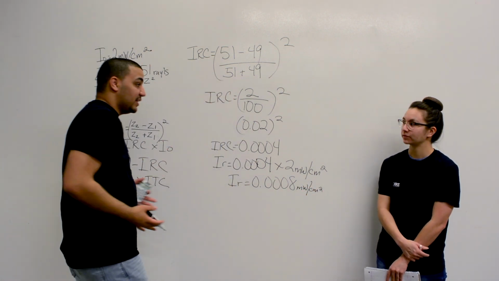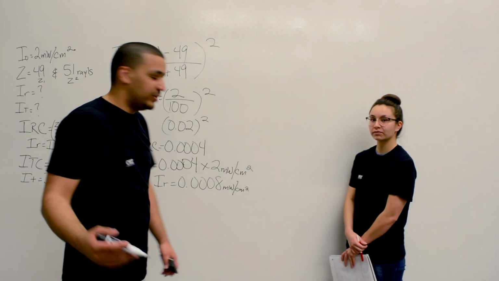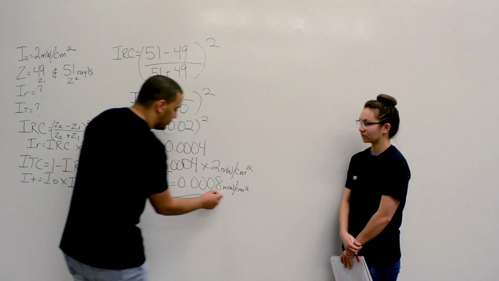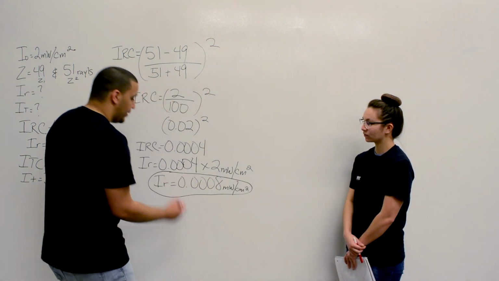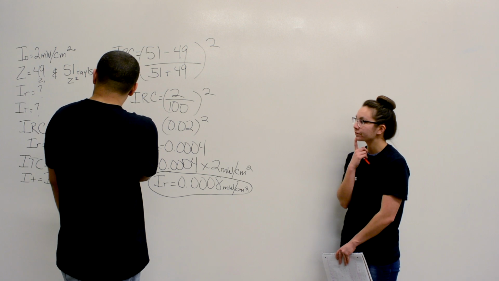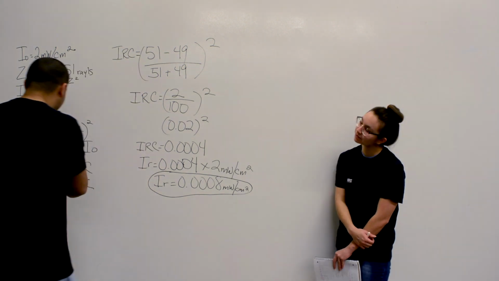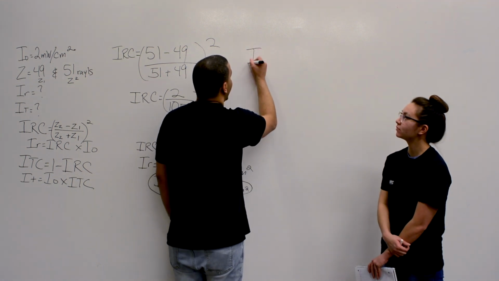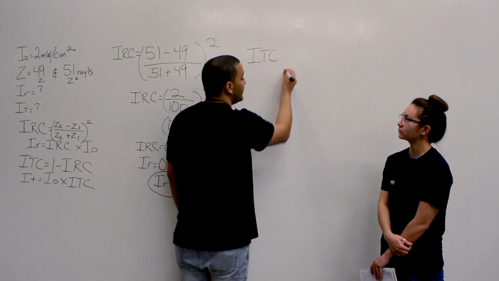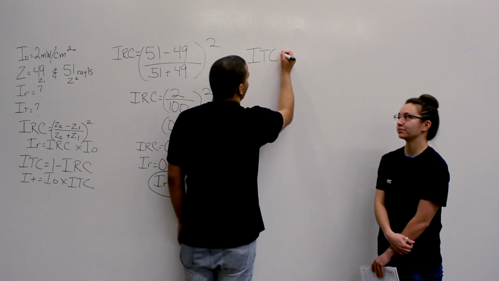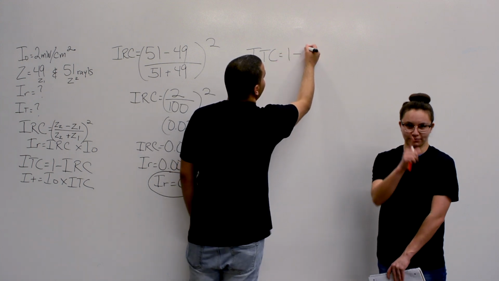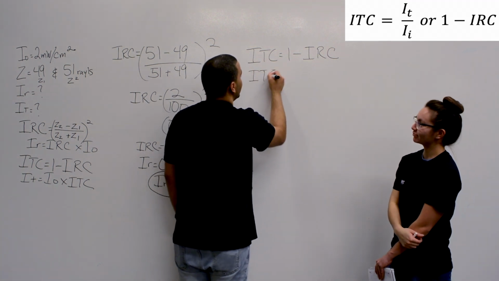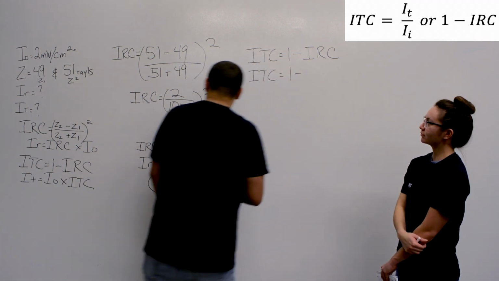We took up a lot of real estate, so we're going to have to push on this way. We solved for the intensity reflected. That's this right here. We got half the problem figured out, but we need the other half. So we solve for the other half. ITC equals 1 minus IRC. Now we're looking for ITC, your intensity transmitted coefficient.